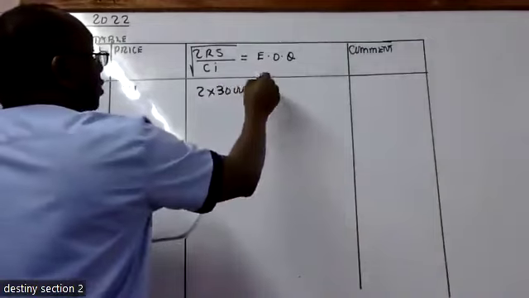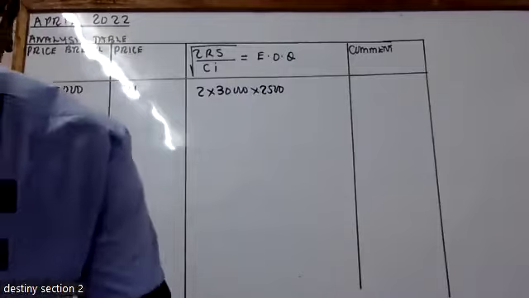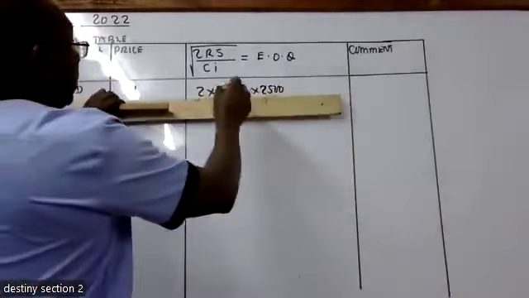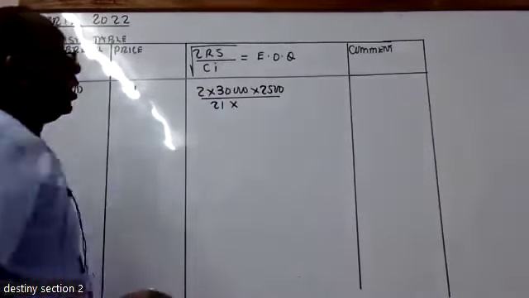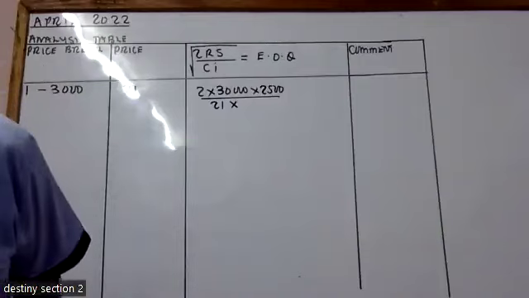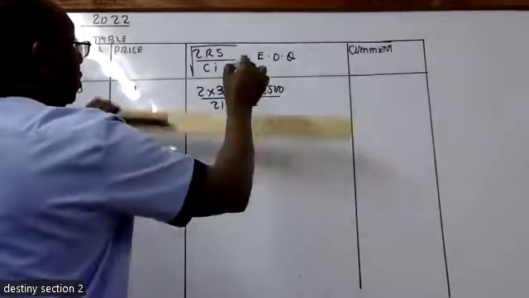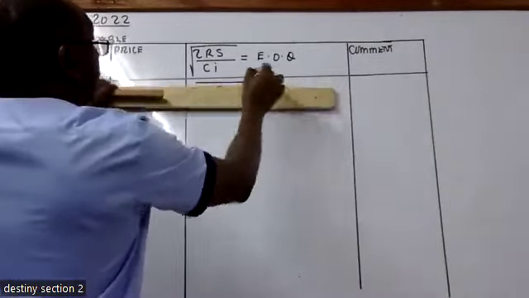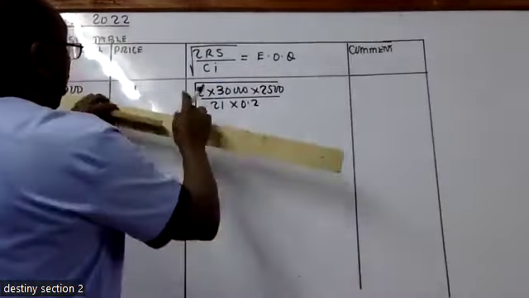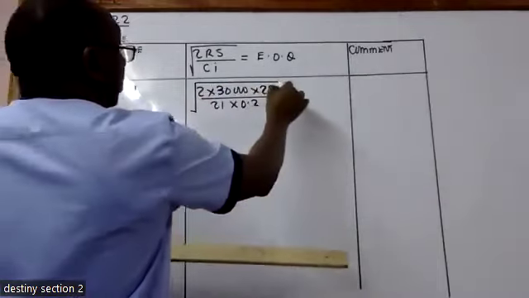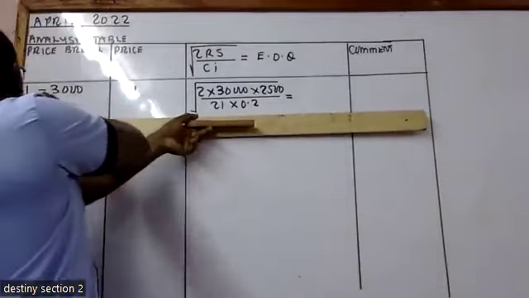So the ordering cost is 2,500. And then C is 21. And the percentage is 20%, so 0.2. Now I want you to compute and tell me the answer so that we can close that price break.